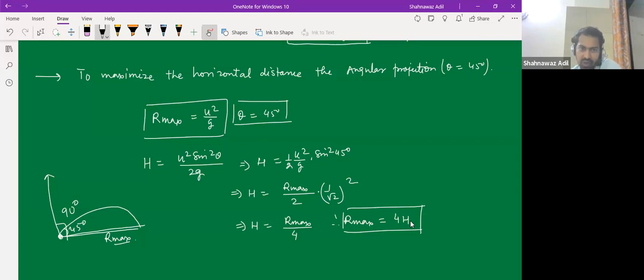Okay, so this is the relation between R max and the height. Please quickly note it down and then we'll do the next topic. These are the few important things that I wanted to talk about: what theta we should project at to get the maximum range, and at maximum range, what is the height? When you have noted it down, tell me. Noted. Yes, sir. Finished.